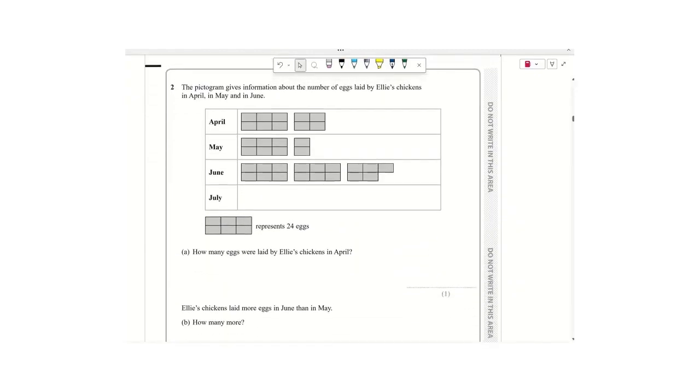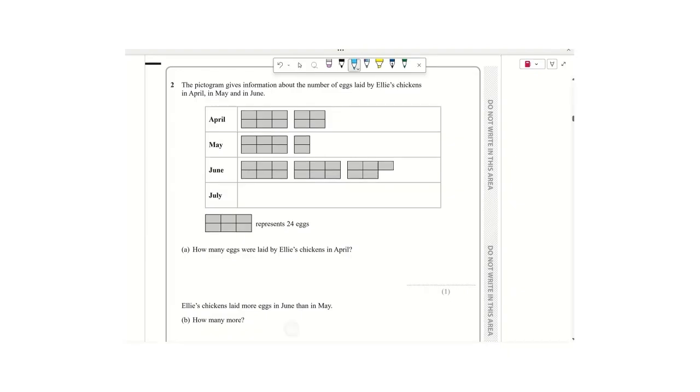On to question 2, which is about a pictogram. So we've got the number of eggs laid by Ellie's chickens in April, May and June. And it tells us down the bottom here, we've got this key which says that this rectangle represents 24 eggs. Now this rectangle has 6 parts to it. So each of those parts, if we do 24 divided by 6, each of those parts must be 4. So we know that each of these little bits is worth 4.